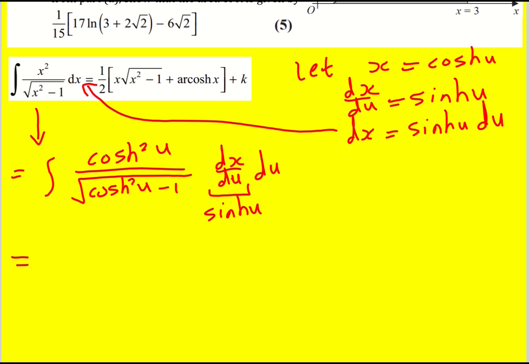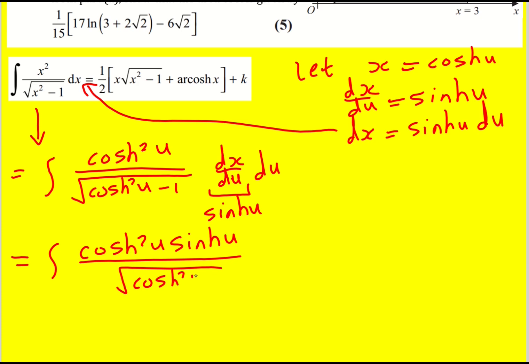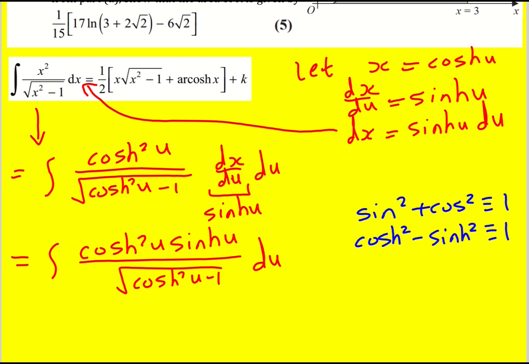Right, now for the cancelling out part. I'm just going to tidy it up first. So cosh squared u sinh u over the square root of cosh squared u minus 1. Okay. Right, we need our trig identities, but hyperbolic ones. It's worth writing down the normal trig ones though. So sine squared plus cos squared is 1. And then when we deal with the hyperbolic, we invoke Osborn's rule. When you have a product of sine functions, you just end up making it negative. So we're going to get cosh squared minus sinh squared is equal to 1.